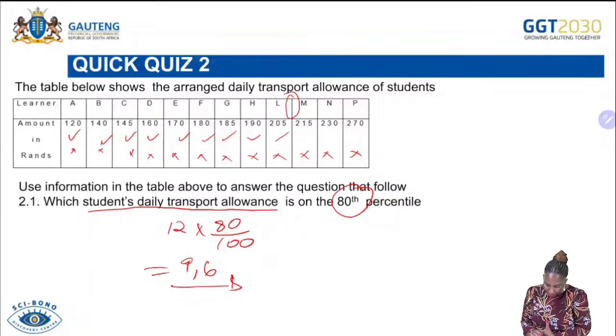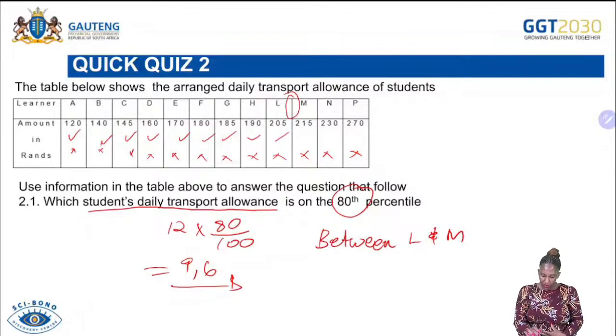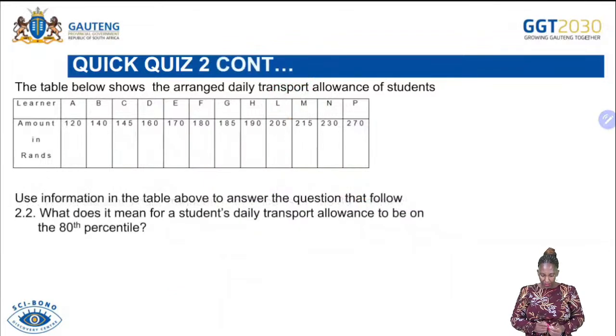Meaning the transport allowance is between where? Between L and M. Can you see? 9.6 is here. It's between L and M. I hope you are able to answer that one, boys and girls.